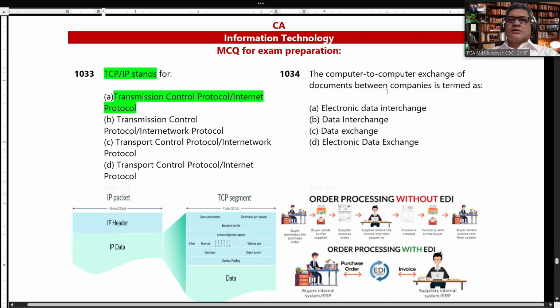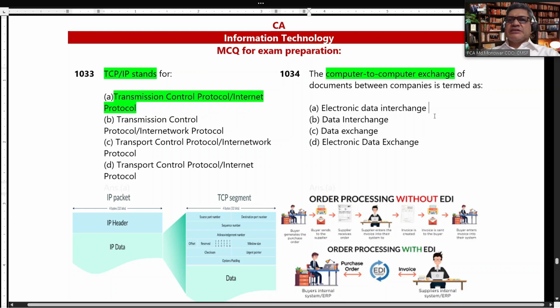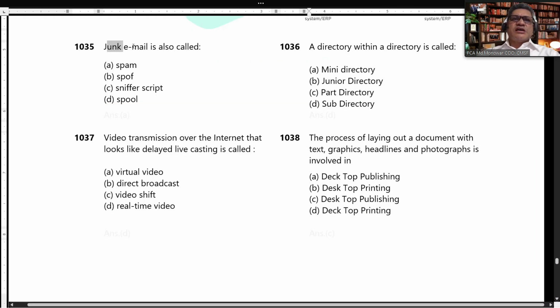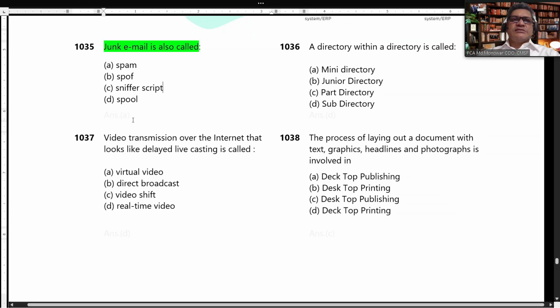Answer A. The computer-to-computer exchange of documents between companies is termed electronic data interchange. So electronic data interchange is the term for the computer-to-computer exchange of documents between companies. Answer A. Junk email is also called spam, so the correct answer here is spam.